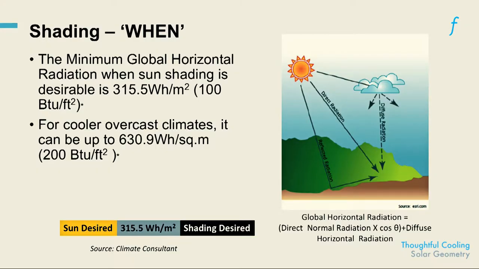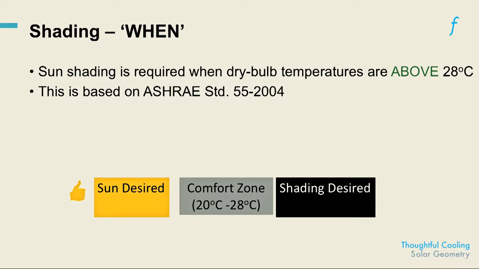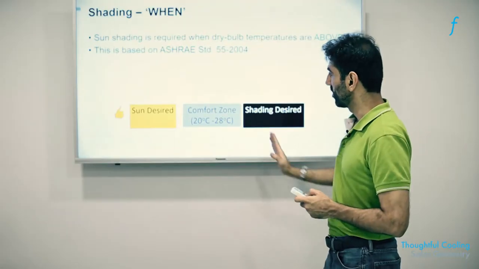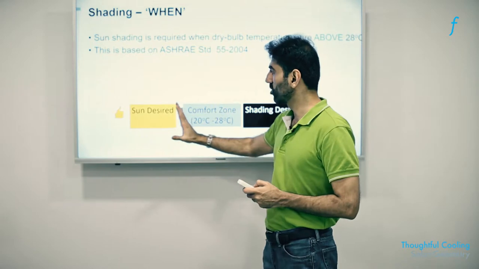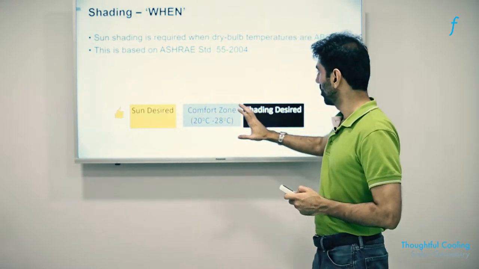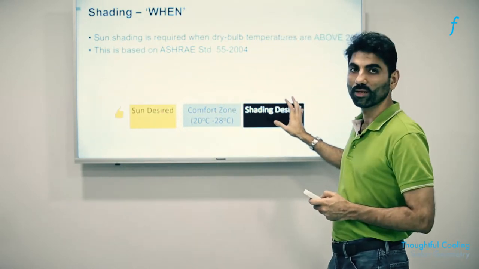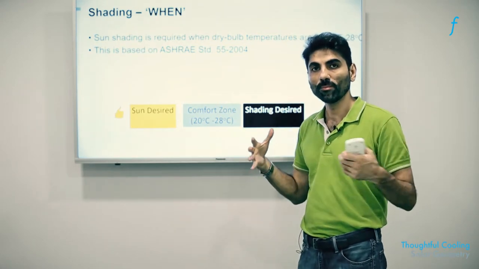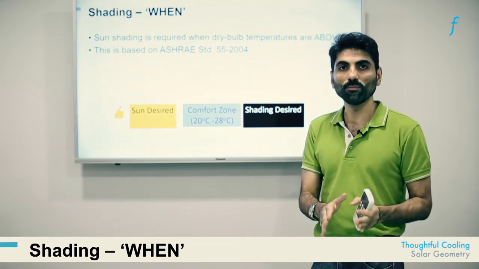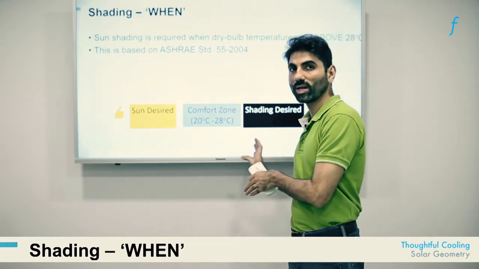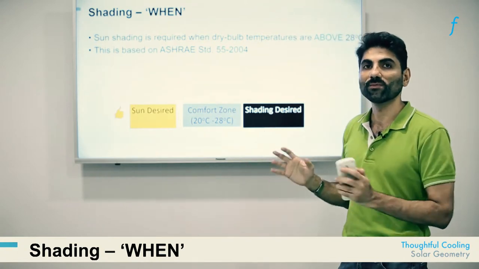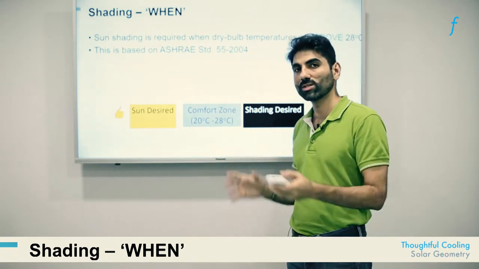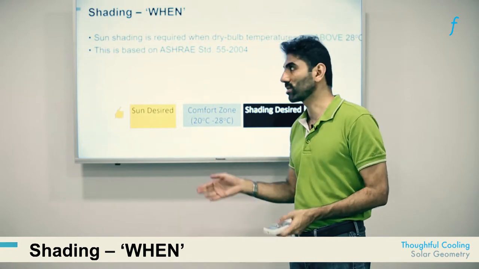That's criterion number one. What's the second criterion? The second criterion is that shading is required when the dry bulb temperature is above 28 degrees, which means that between 20 and 28 degrees, you need the sun. Above 28 degrees, you need shading devices. And this is what we're going to use: the confluence of these two parameters, 315.5 watt hours per meter square and above 28 degrees, to figure out which times of the year these conditions are met in for different cities in India as an exercise.